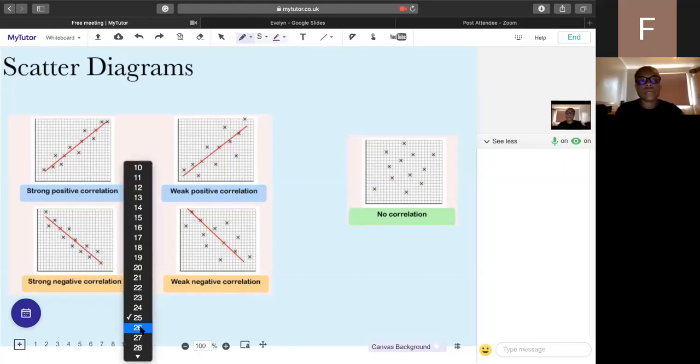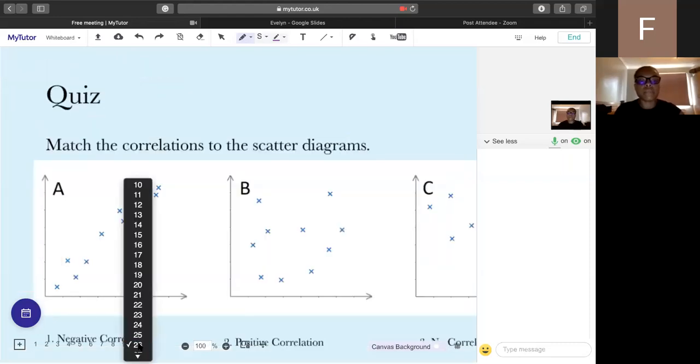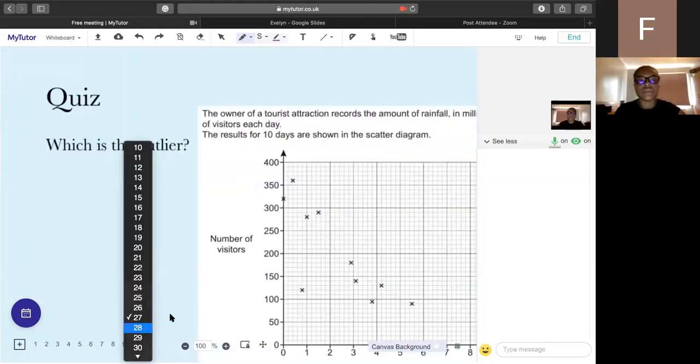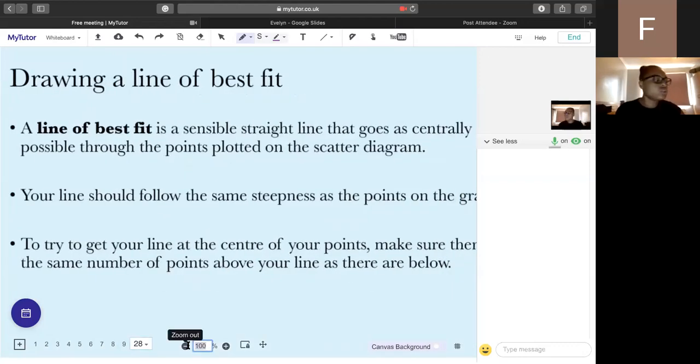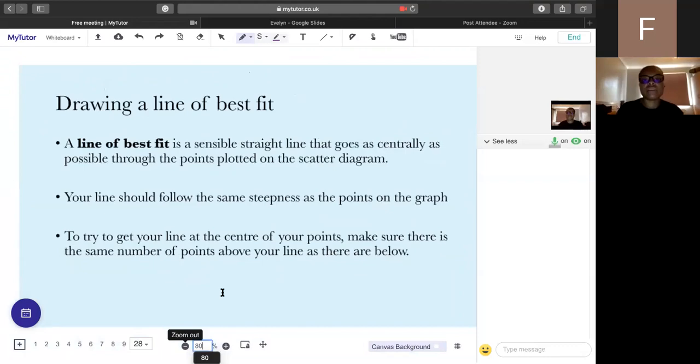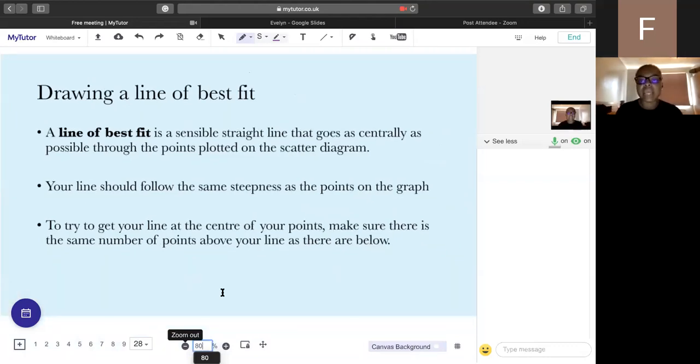So just to quickly finish off with scatter diagrams before we open up for questions, I'd like to show you how to draw a line of best fit. Your line of best fit tells us what sort of correlation it will be, and it gives us something that we can use to estimate. A line of best fit is a sensible straight line that goes as centrally as possible through the points on your scatter diagram. The line should follow the same steepness as the points on the graph, and to try and center your line, the best thing to do is have the same number of points above your line as there are below your line.